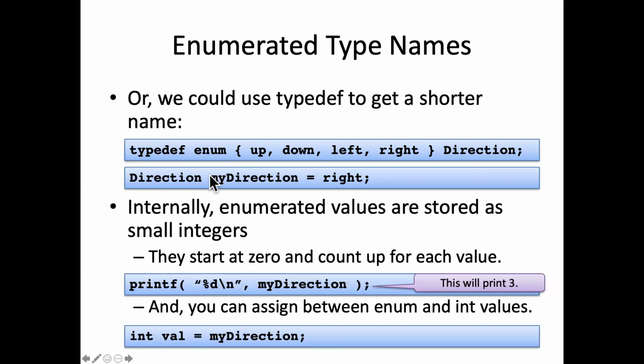So people often do this. Here I'm declaring a new variable of this direction type, and I'm giving it one of these values.